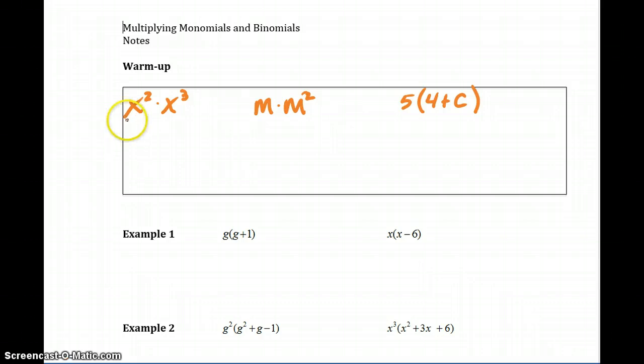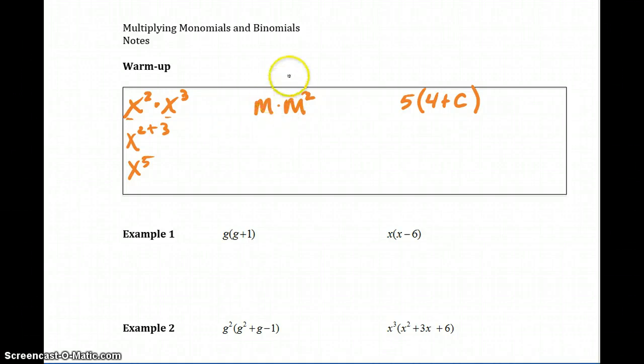The first problem has like bases. Both are x's. We're multiplying them together. So what we do here is we do 2 plus 3 and we get x to the 5th. This rule, along with our second problem, are really going to guide us today, and they're going to be the part that we're really going to have to remember.